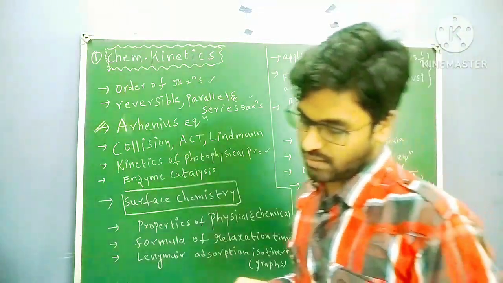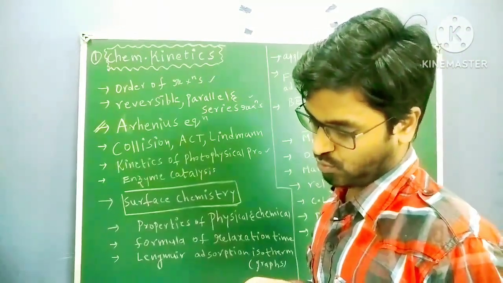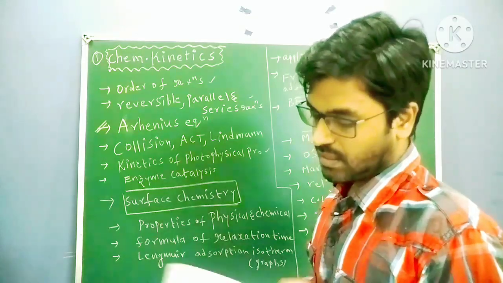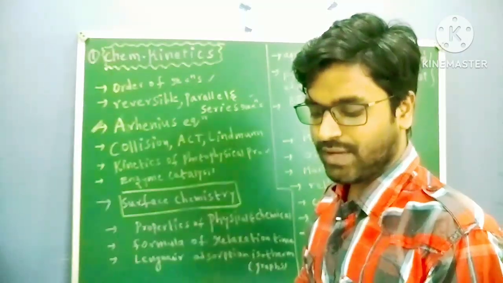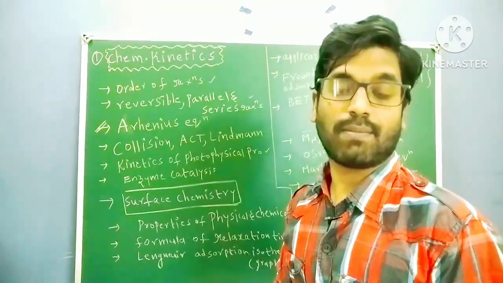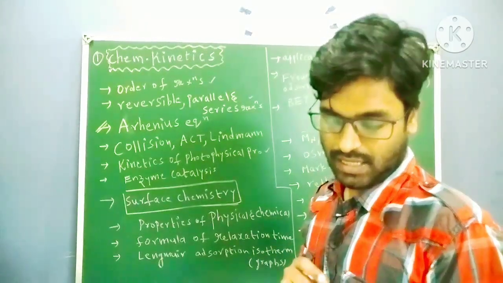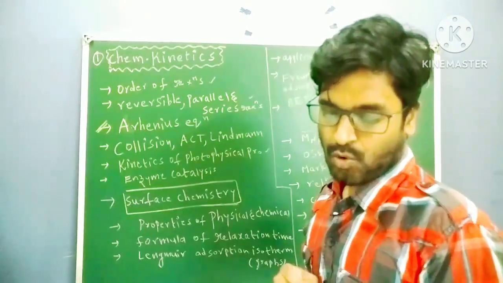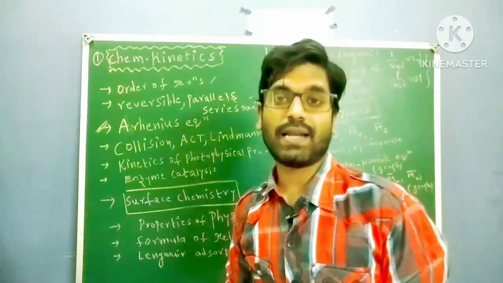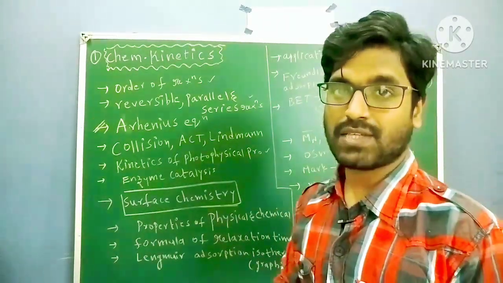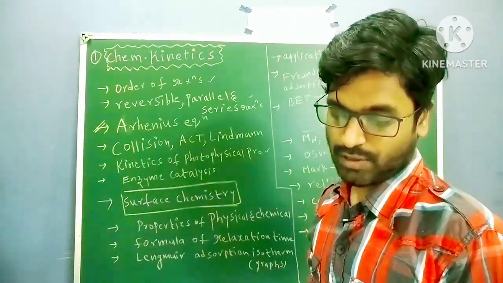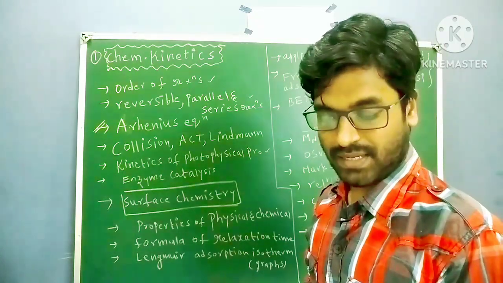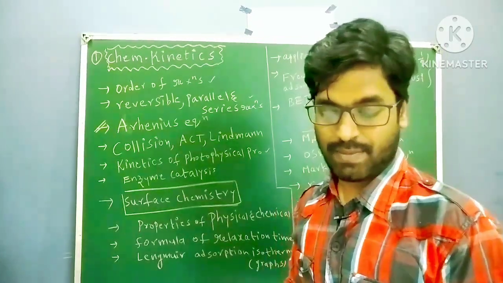In this kinetics of photophysical process, what you have to do? Jablonski diagram is very important. Remember that Jablonski diagram. Quantum efficiency phi equals 1 by 1 plus the rate ratio. That formula is very important. Direct question will come on that. Temperature jump experiment, gamma equals 1 by k1 plus k minus 1.